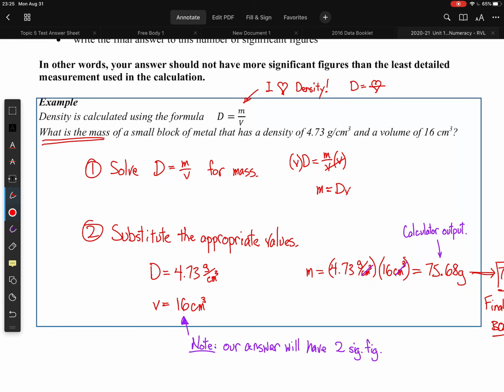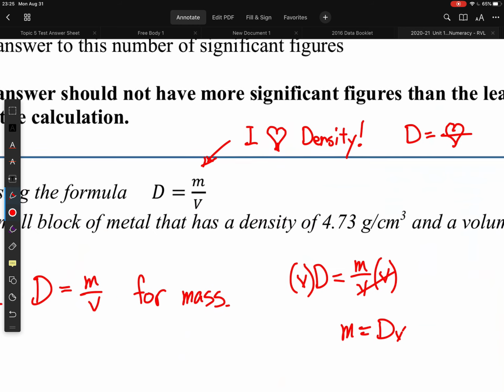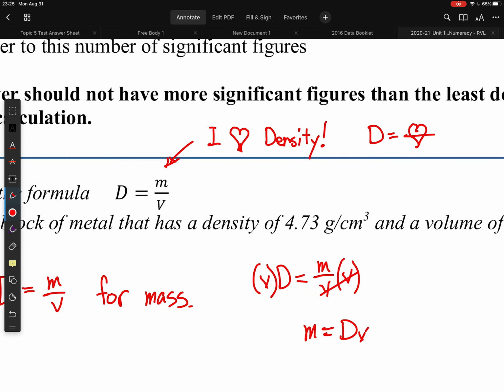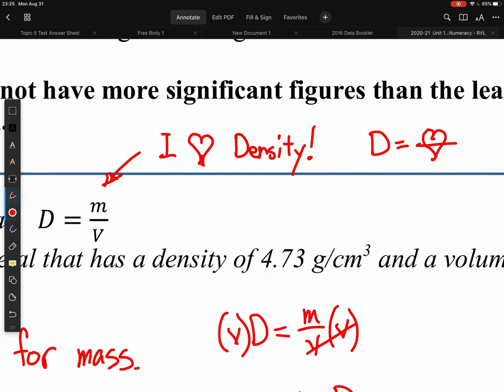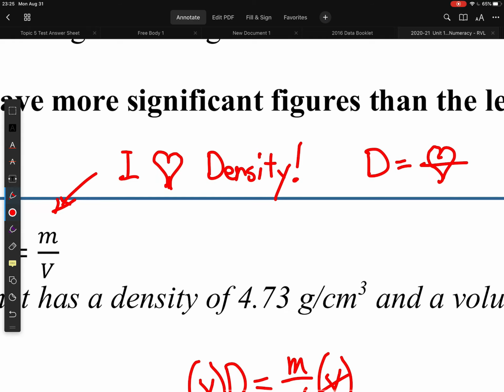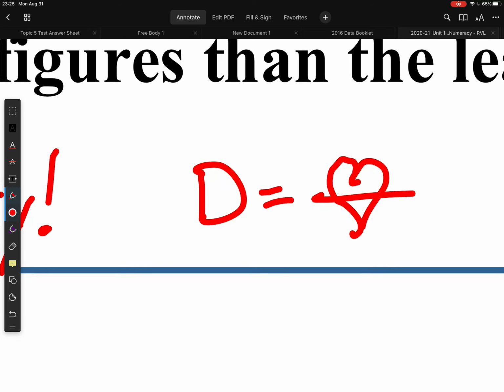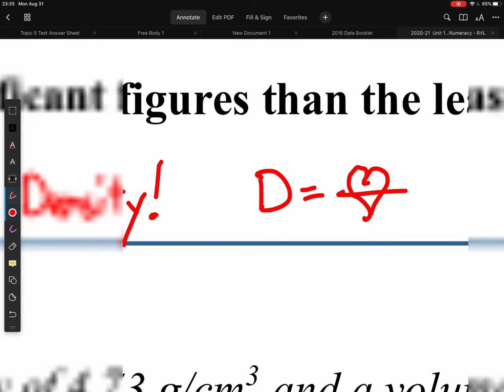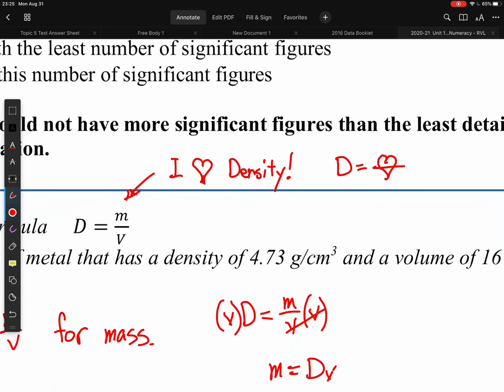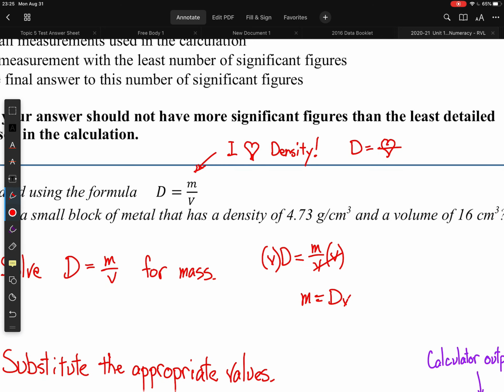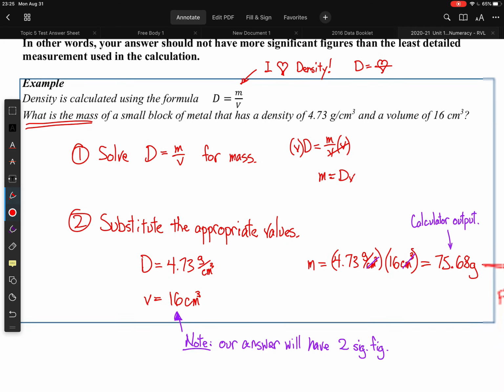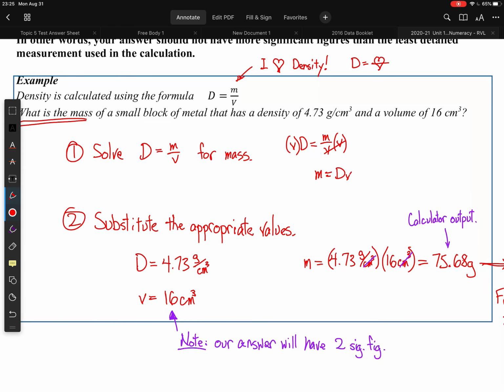we're looking at density here, and density is calculated using the formula D equals mass divided by volume. My preferred way to remember this is by I heart density, where density is equal to mass divided by volume, or that little heart split in half there. So there you go. Maybe it should be I don't love density.